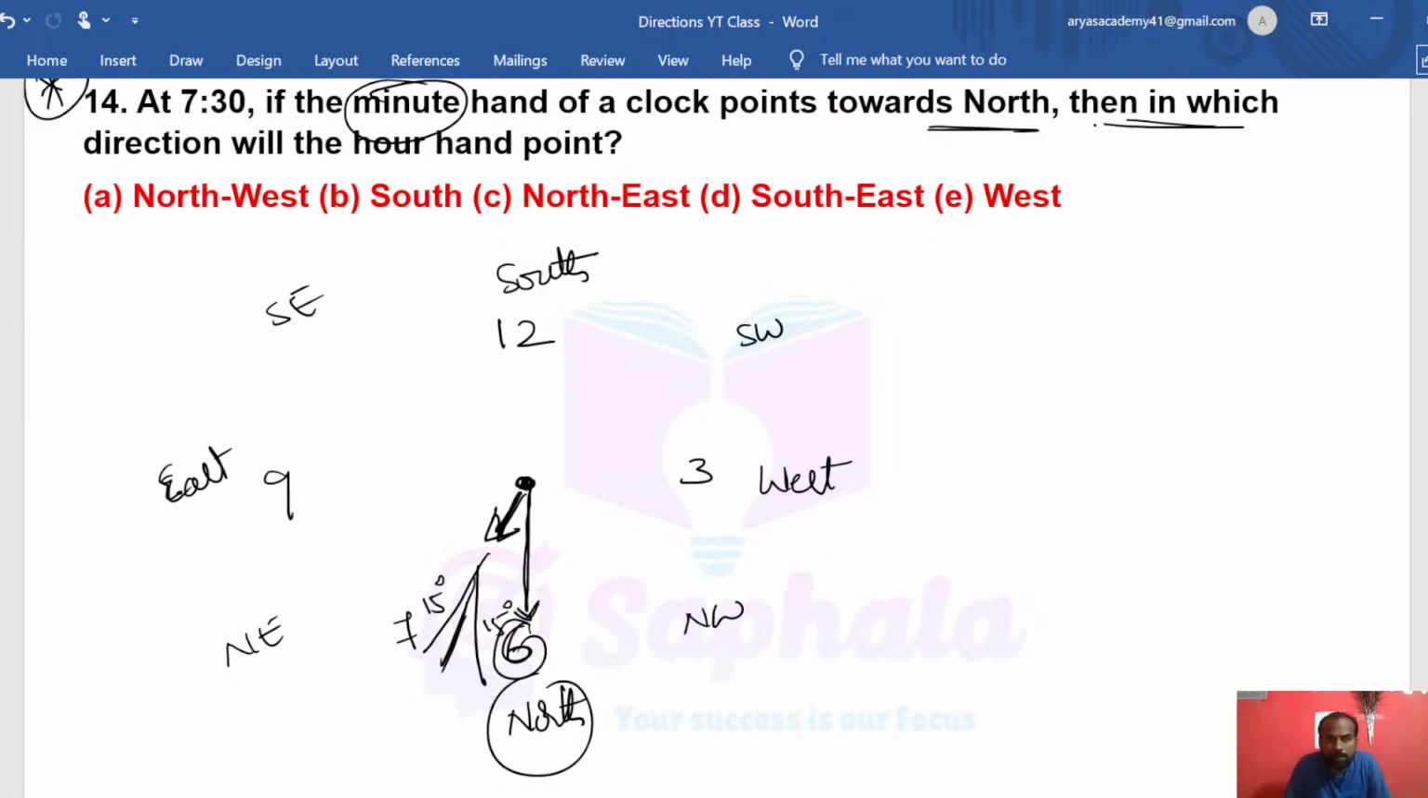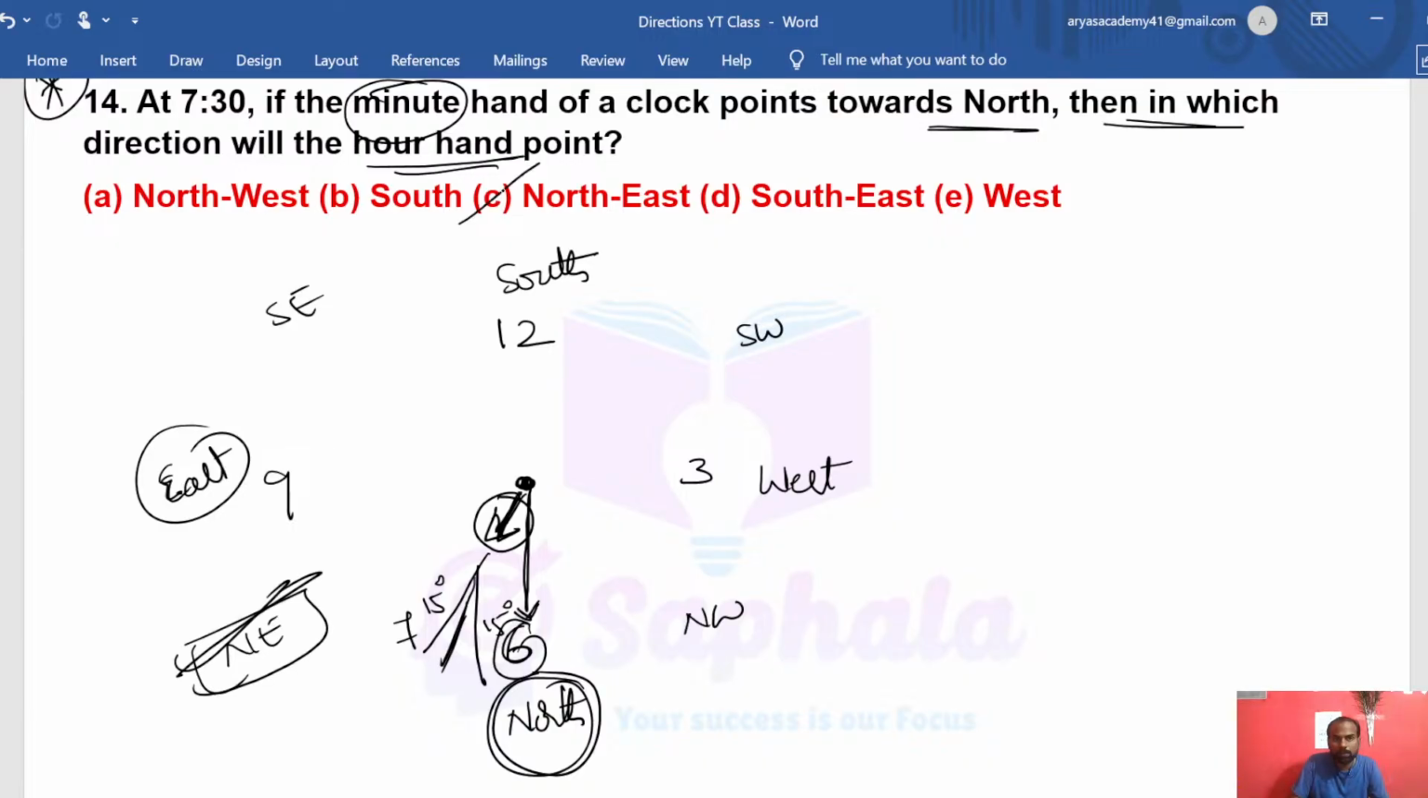Now the question is, in which direction is our hour hand pointing at the same time? See, our hour hand is here. It is between north and east. So in between, what is the direction? Northeast. So the answer is option C. Very good. Some of you actually answered the question.